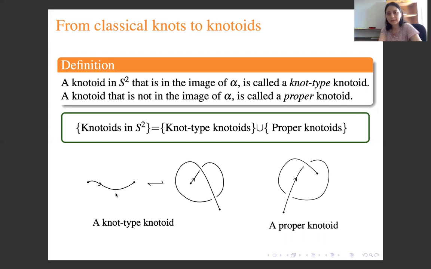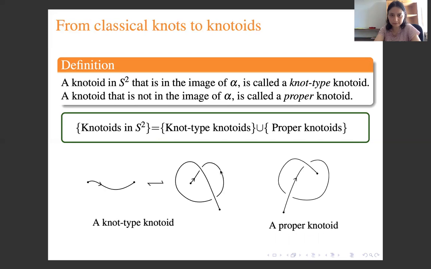knotoid. What we can say is that the trivial knotoid is a knot-type knotoid, obviously. And we also observe that we can give a representation of a knot-type knotoid with a diagram whose endpoints lie in distinct regions. So while it's coming from a knot, it's not necessary under the isotopy of knotoids that the endpoints lie in the same region of the diagram for all diagrams of that knotoid type.